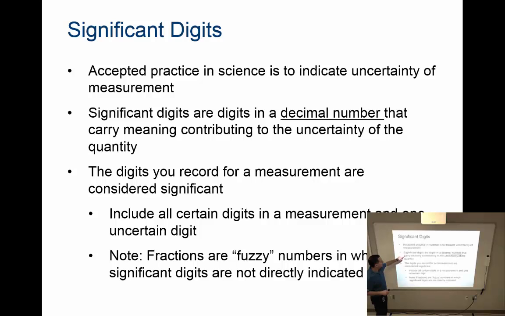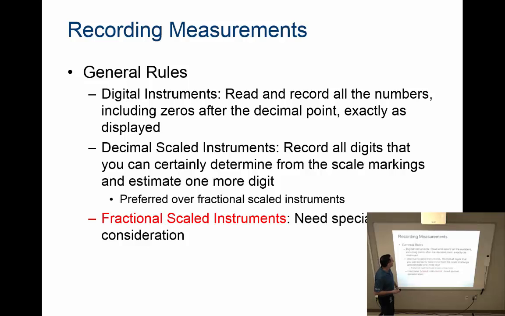Each of these is going to carry meaning, contributing to the uncertainty of the quantity. The digits you record for the measurement are considered significant. Include all certain digits plus one uncertain digit. However, when we get into fractions, which we do in US Customary and using a standard ruler, it becomes kind of fuzzy when it comes to significant digits because I don't have digits. I'm in fractional form. So we'll talk about that in this PowerPoint.